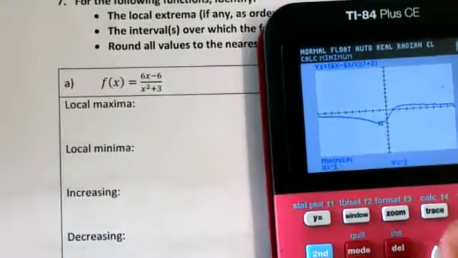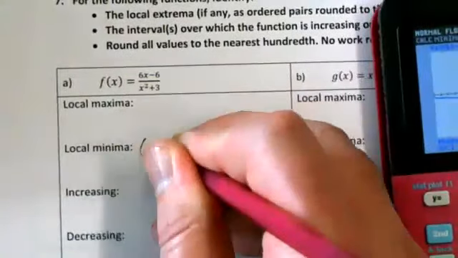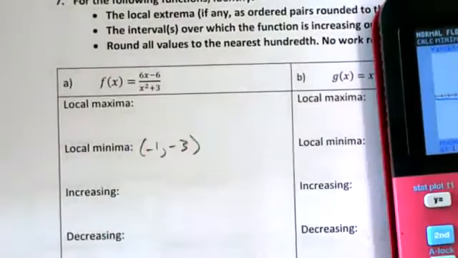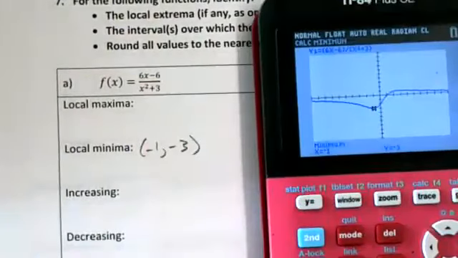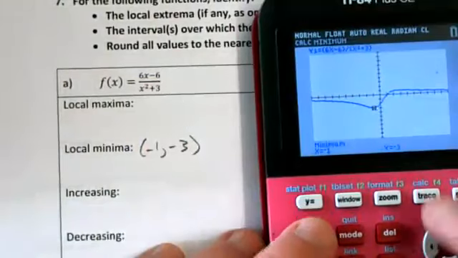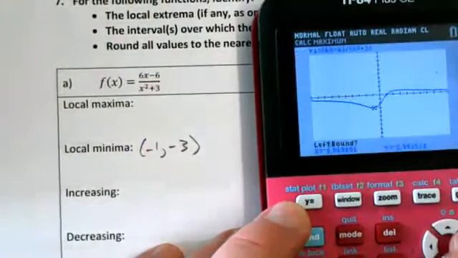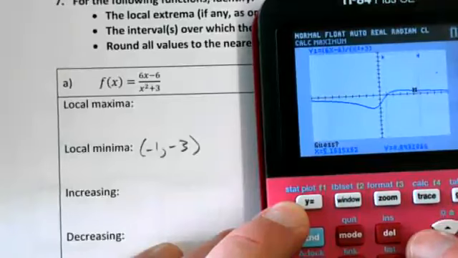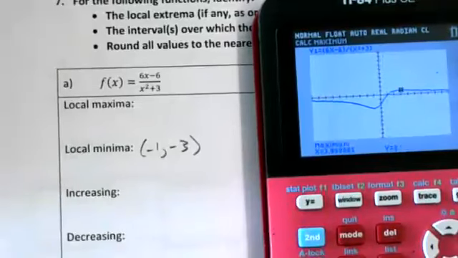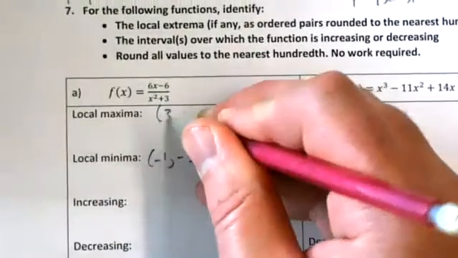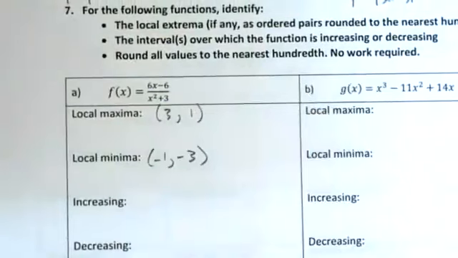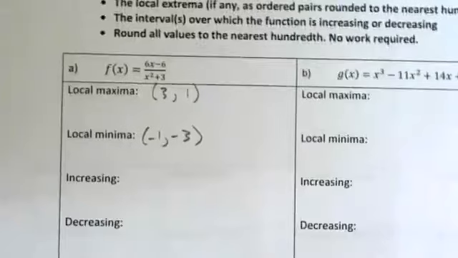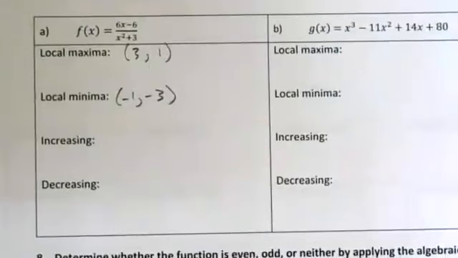-1 comma -3, okay. And my local max, that's definitely to the left. I don't know how far over I've got to go, so I'll go pretty far. That looks like 3 comma 1. This is pretty interesting. I did not expect those to come out so clean. They will probably not come out that clean on the test. So just so you know, all right.